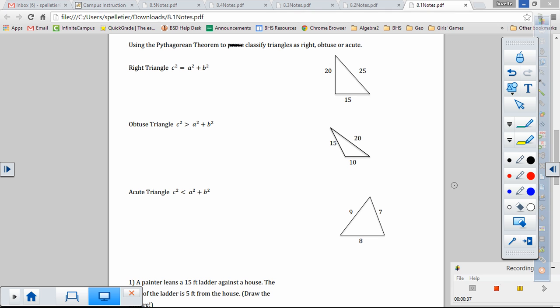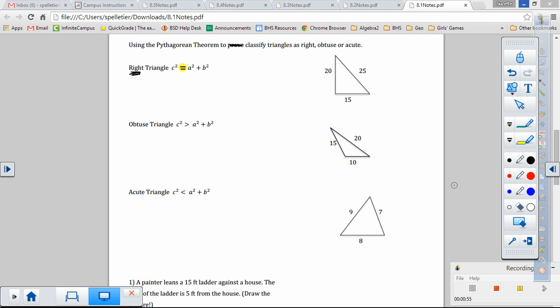So if it's a right triangle, we know by the Pythagorean theorem that the hypotenuse squared has to equal the legs squared added together. So that's an equal sign. All right, really, really important. Those are equal if it's right, okay?